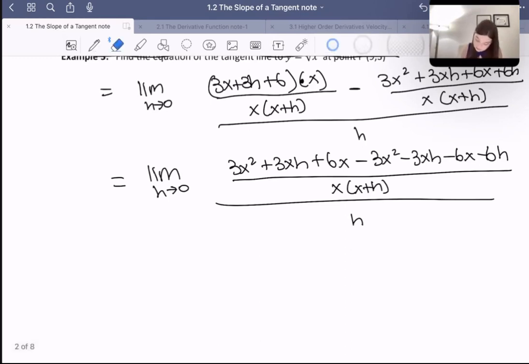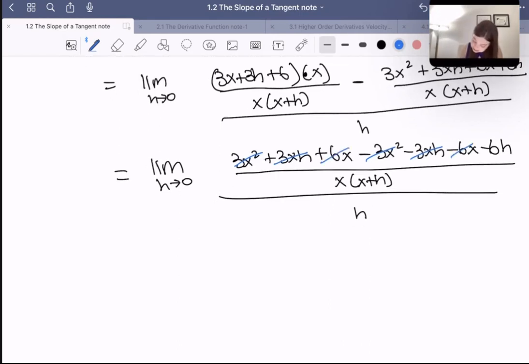So here we have 3x squared and minus 3x squared, so those cancel. We have plus 3xh minus 3xh, so those cancel. We have plus 6x minus 6x, so those cancel. So most things did end up canceling, it just took us a bit longer to get there.